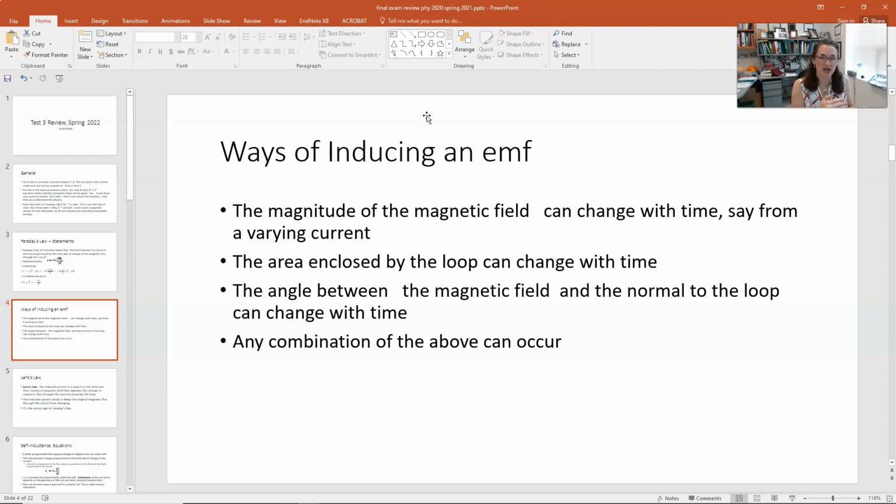You can change the angle between the magnetic field and the normal to the loop. So you can have a magnetic field and then a loop inside of it rotating, for example, or any combination of the above. So any of those will induce an EMF for you.